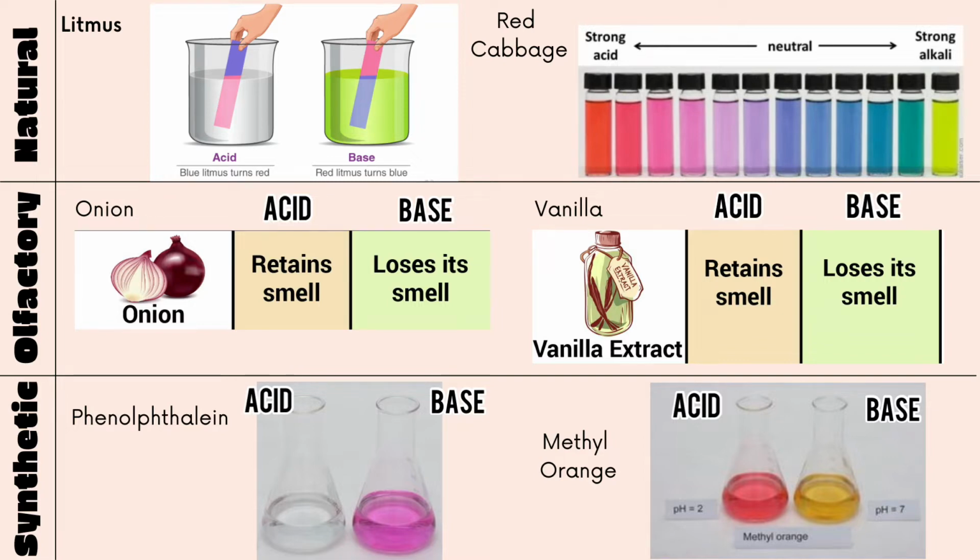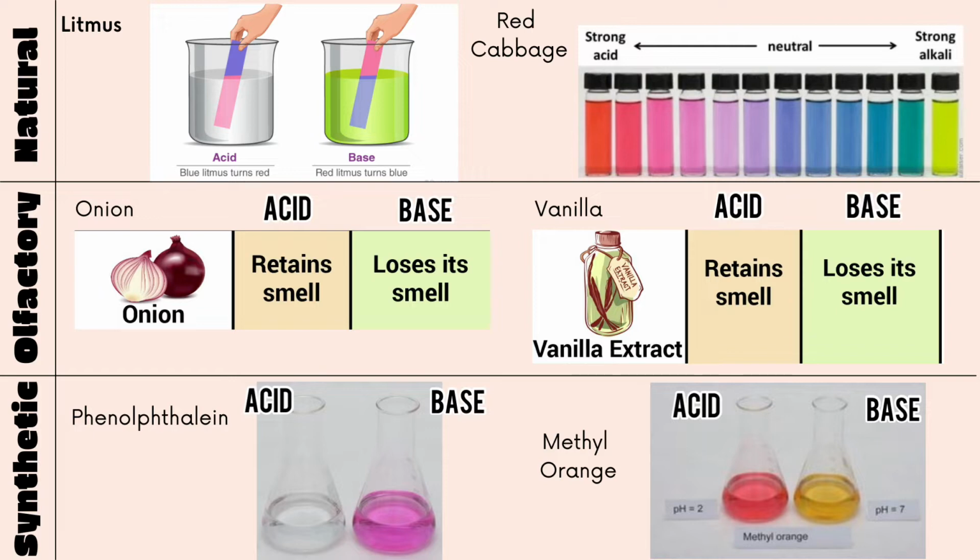Looking at olfactory indicators, the paste or juice of onion loses its smell when added with a base, while it does not change its smell with an acid. Looking at vanilla, the smell of vanilla vanishes with a base, but its smell does not vanish with an acid.